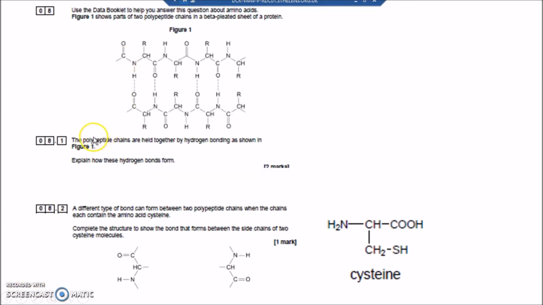Question 8. The polypeptide chains above are held together by hydrogen bonding, shown in figure 1. Explain how these hydrogen bonds form. So what you've got is a lone pair of electrons on each of the O's, and you've got a polar bond in the N to the H, because the N is more electronegative than the H, so that means that the N has got a delta minus and the H has got a delta plus. So it's an attraction between the lone pair of electrons on the O and the delta plus on the H.